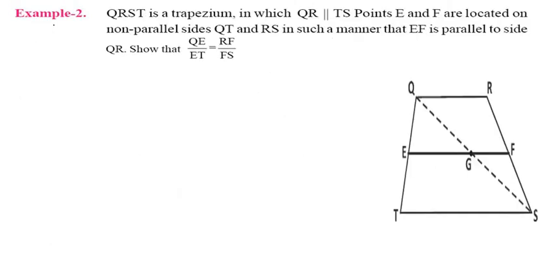Now come to example 2. Here is QRST, a trapezium, in which QR is parallel to ST. And points E and F are located on the non-parallel sides TQ and RS in such a manner that EF is parallel to side QR.